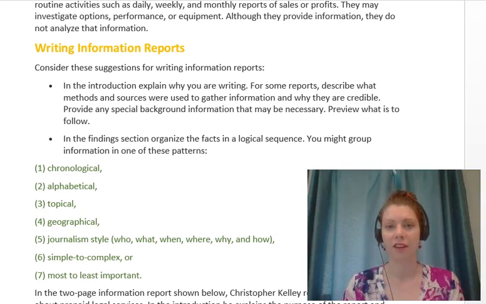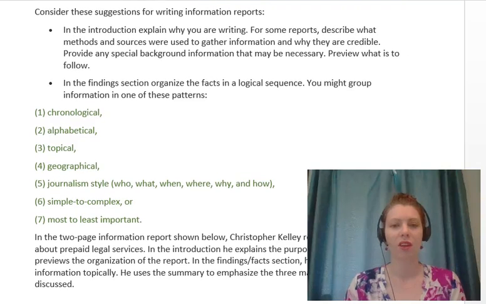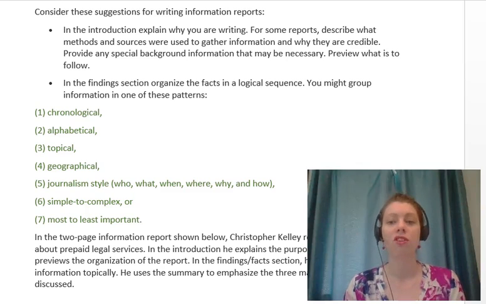In the findings section, you need to organize the facts in a logical sequence. There are 7 ways you can do this. You can order them chronologically, alphabetically, topically, geographically, in a journalism style with who, what, where, when, why, and how, simple to complex, or most to least important.